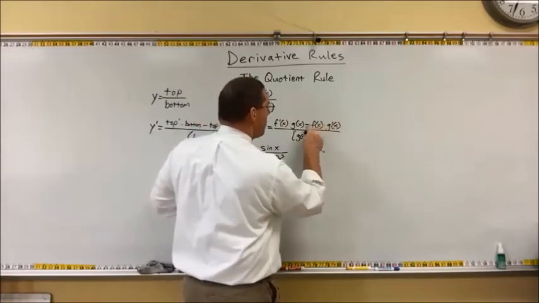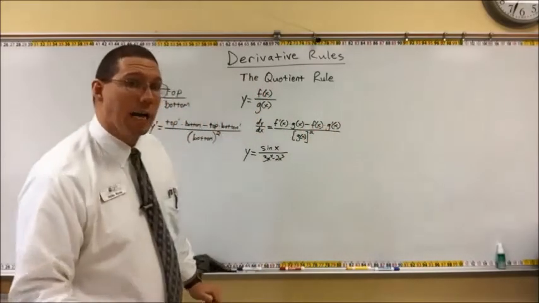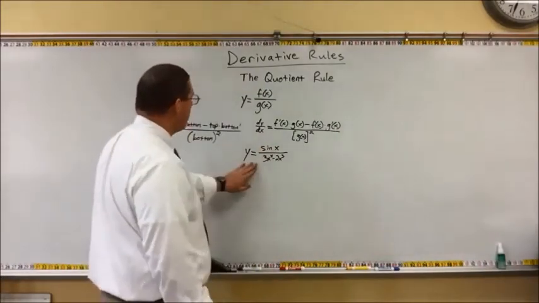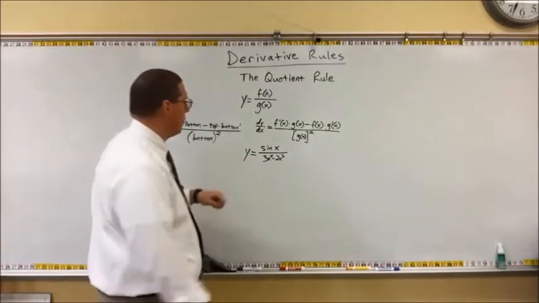This has to be on this side because subtraction is not commutative, right? Okay, so that is the quotient rule. So now let's see if we can find the derivative of this one right here.